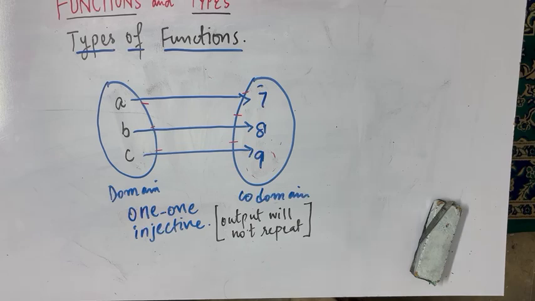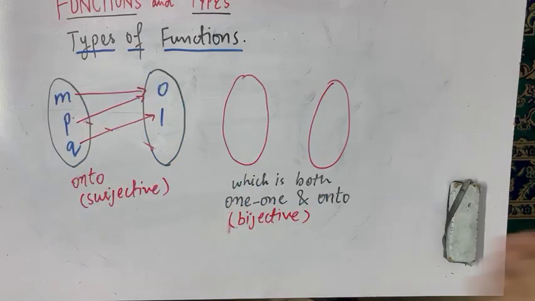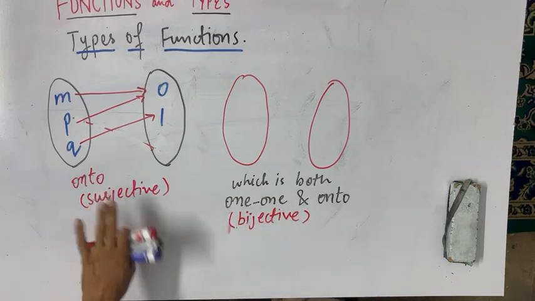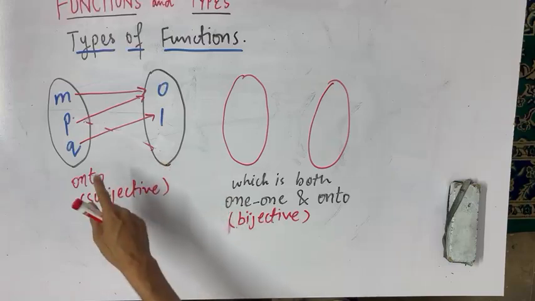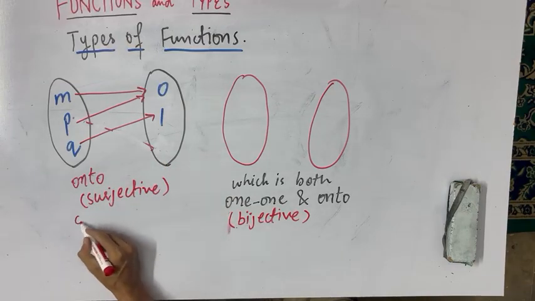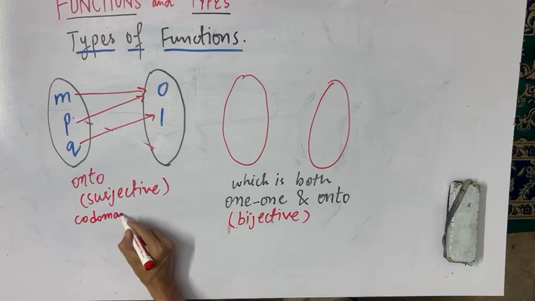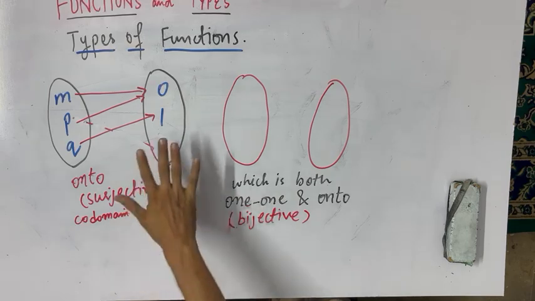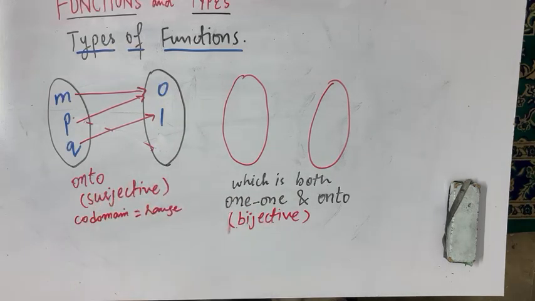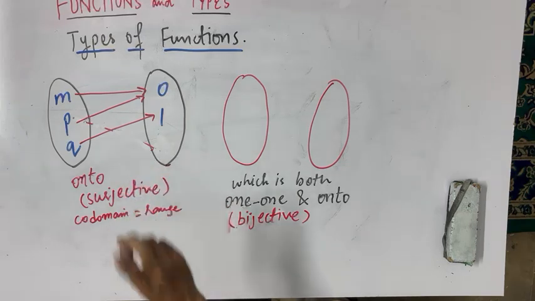Now let's see the third type of function. These are two more types of function, third and fourth. An onto or surjective function means that nothing should be left in the codomain. The output could be repeated, but nothing should be left in the codomain, or you can say the codomain is equal to the range, so every element of the codomain must be used as an output. This is called an onto or surjective function. But if something is left, then that is an into function.